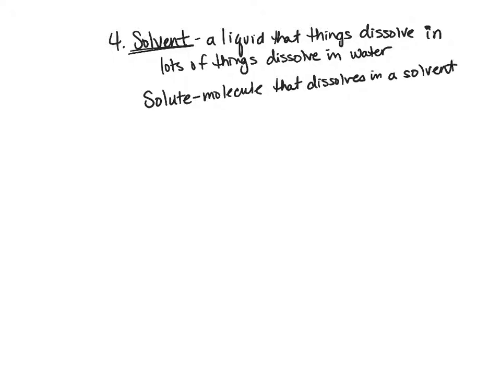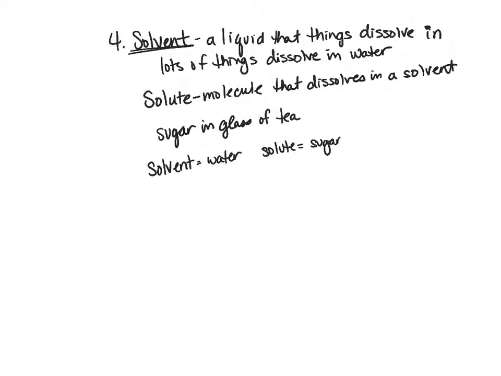So when we're talking about water as being a good solvent, then we can talk about the things that will dissolve in that water solvent, and those are called solutes. So if we took a sugar cube, for example, and we add it to a glass of water, or tea, let's say a glass of tea, then in this case, the solvent is going to be water in the tea, and the solute is going to be sugar. If it's a sugar cube, then we're talking about sucrose, which is our technical term for our table sugar.